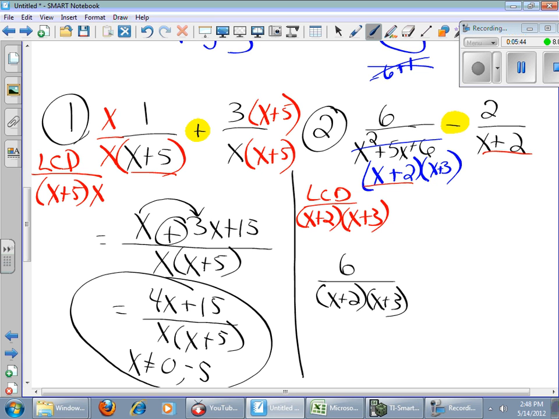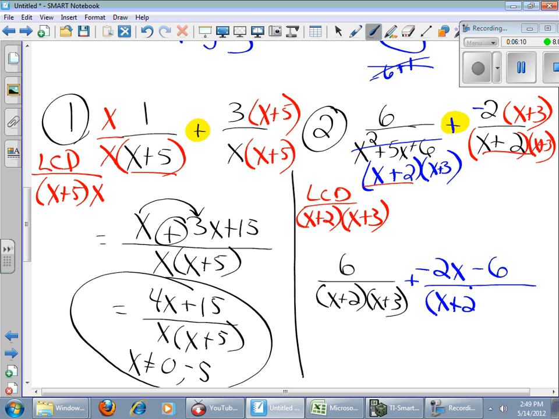All right, the second fraction is missing a quantity of x plus 3. X plus 3, x plus 3. Now before you distribute here, I've said this many times, I'm going to strongly recommend you change that to a plus and change the 2 to a negative so that you distribute a negative 2. So I'm going to get a negative 2x minus 6, and that'll be over my LCD. X plus 2 times the quantity of x plus 3.